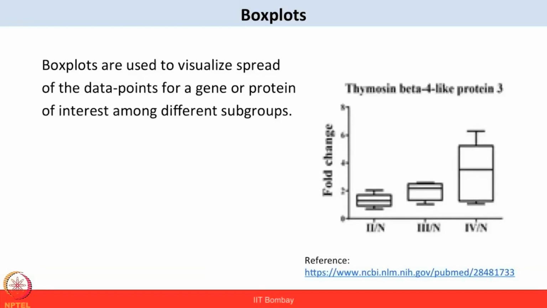And in box plot you can see that there is a line in the middle of the box, and this represents the median value of expression of that particular protein. And after that, on the upper side you have the third quartile, and on the lower side you have the first quartile of the expression values. So, these are the parameters of box plots that are used to visualize the spread of the whole data.